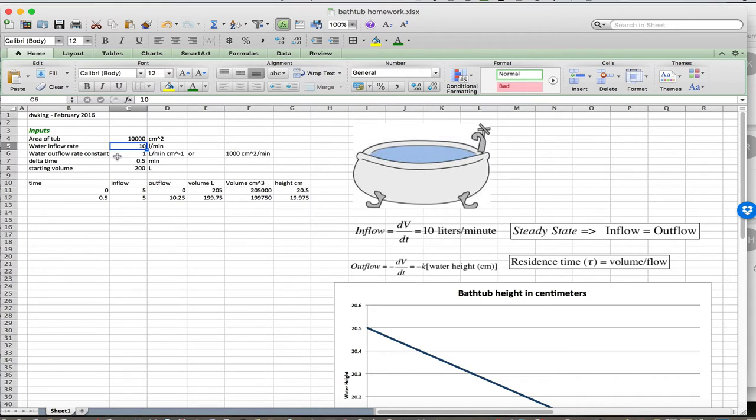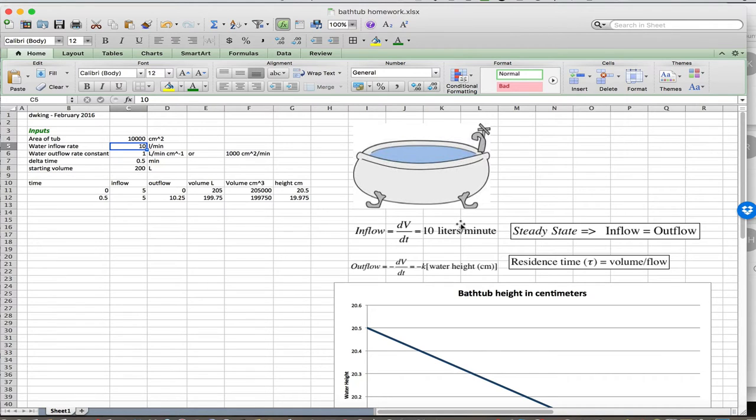The water outflow rate constant is 1. In this model, the water flows out the drain. Negative dV/dt is equal to negative k, which is a first order rate constant, times the height of the water. And that makes good sense: the higher the water, the faster the water flows out the drain. The people doing fluid dynamics may disagree with a simplistic treatment, but for our purposes, that's close enough.